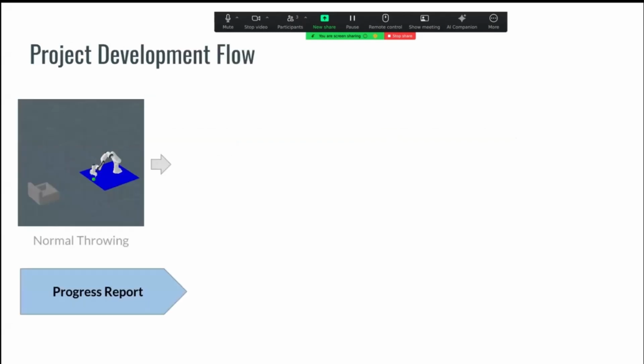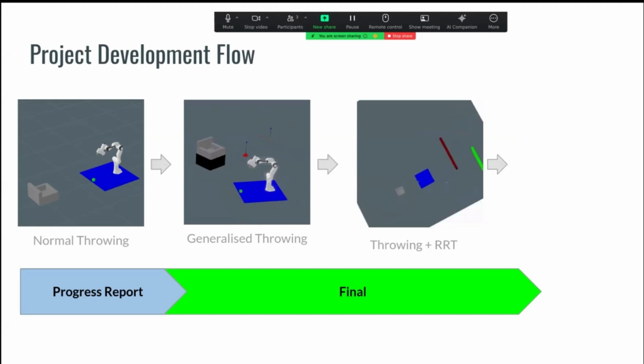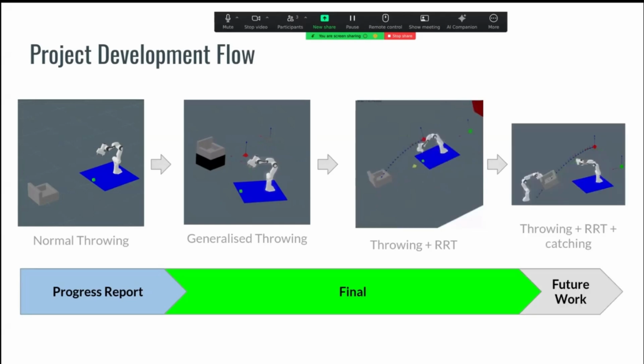We initially started with the normal throwing part, throwing to the bin. And then we made it generalized throwing so that it throws in different directions. Then we went to the RRT part plus the throwing. Here we can see that. And we are still trying to do throwing plus RRT plus catching, which is under revision.